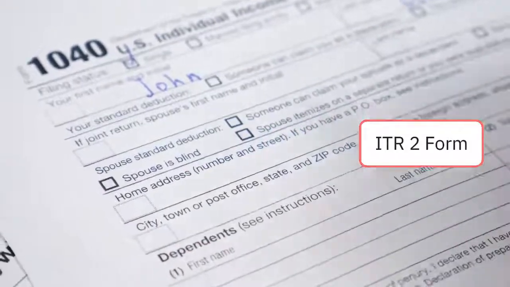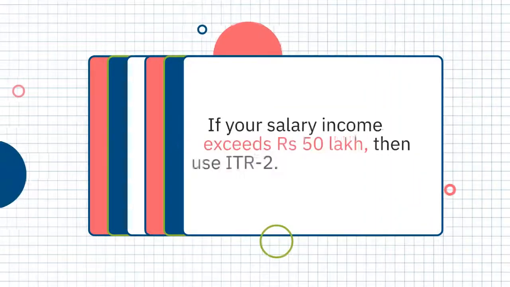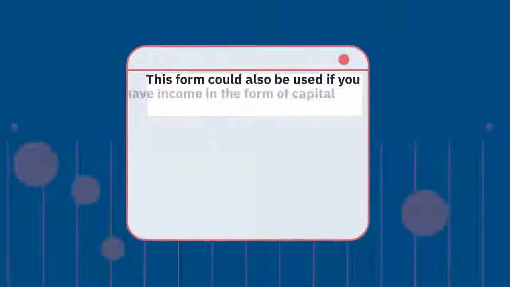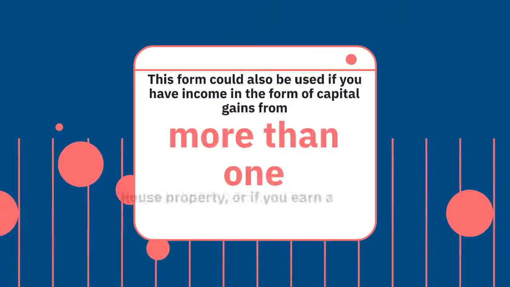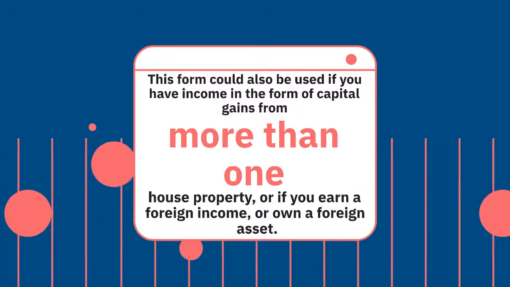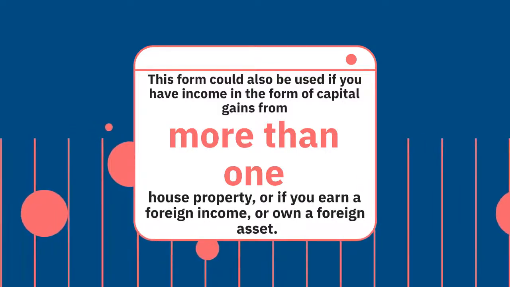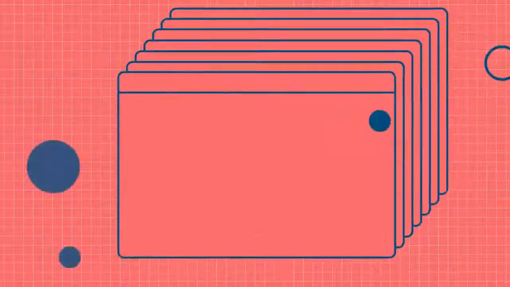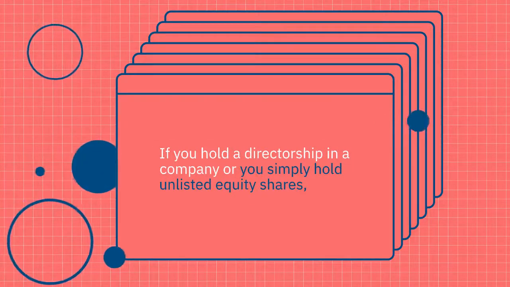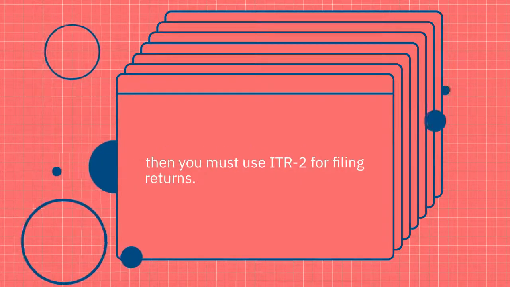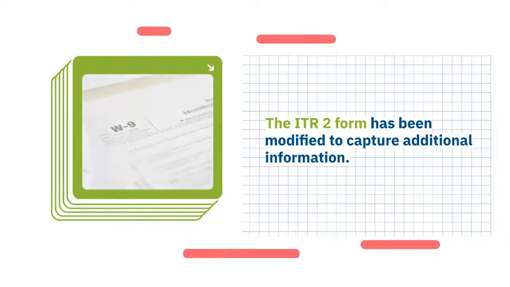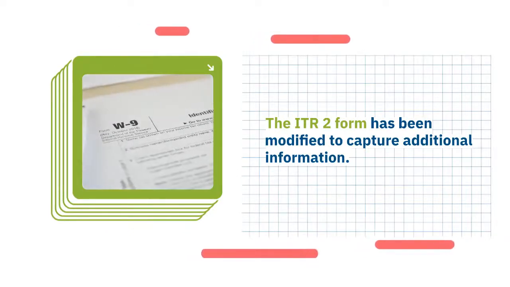ITR 2 form. If your salary income exceeds Rs 50 lakh, then use ITR 2. This form could also be used if you have income in the form of capital gains, or from more than one house property, or if you earn a foreign income, or own a foreign asset. If you hold a directorship in a company or you simply hold unlisted equity shares, then you must use ITR 2 for filing returns. The ITR 2 form has been modified to capture additional information.